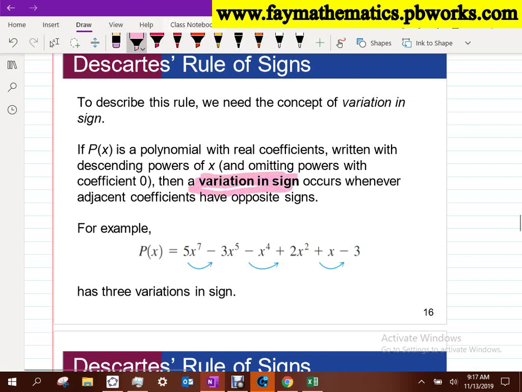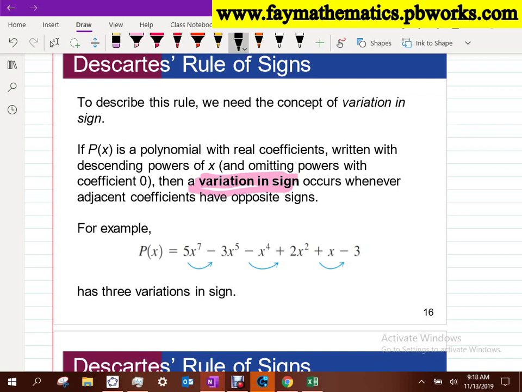Okay? So variation means change, right? So we're looking at P of x, and I'm just going to count how many times we go from a plus to a minus or a minus to a plus. Does that make sense? Minus to minus does not get counted, and plus to plus does not get counted from term to term.